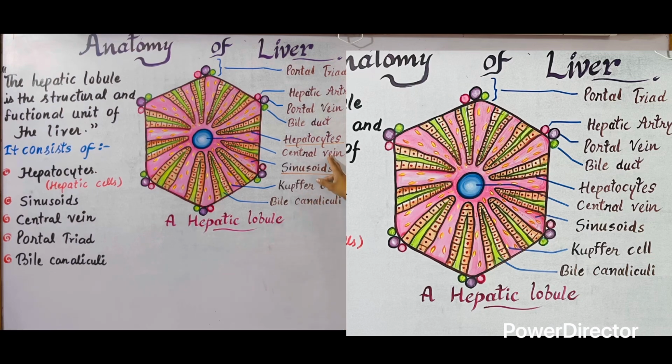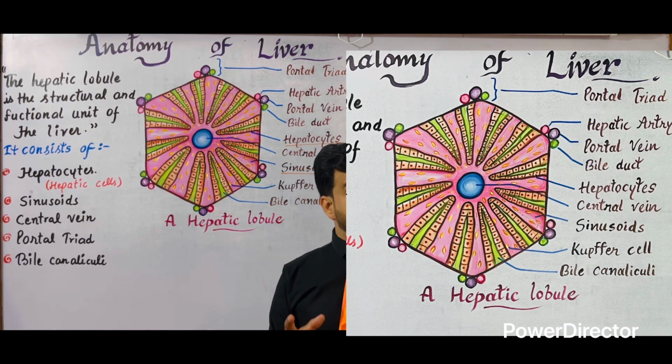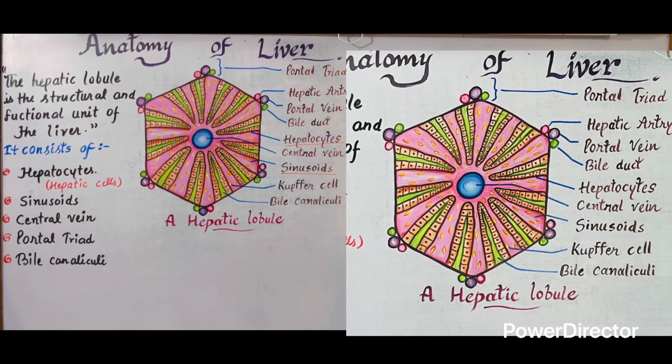These hepatic cells perform a special function. These hepatic cells produce bile juice which is stored in the gallbladder and performs a very important function in digestion.